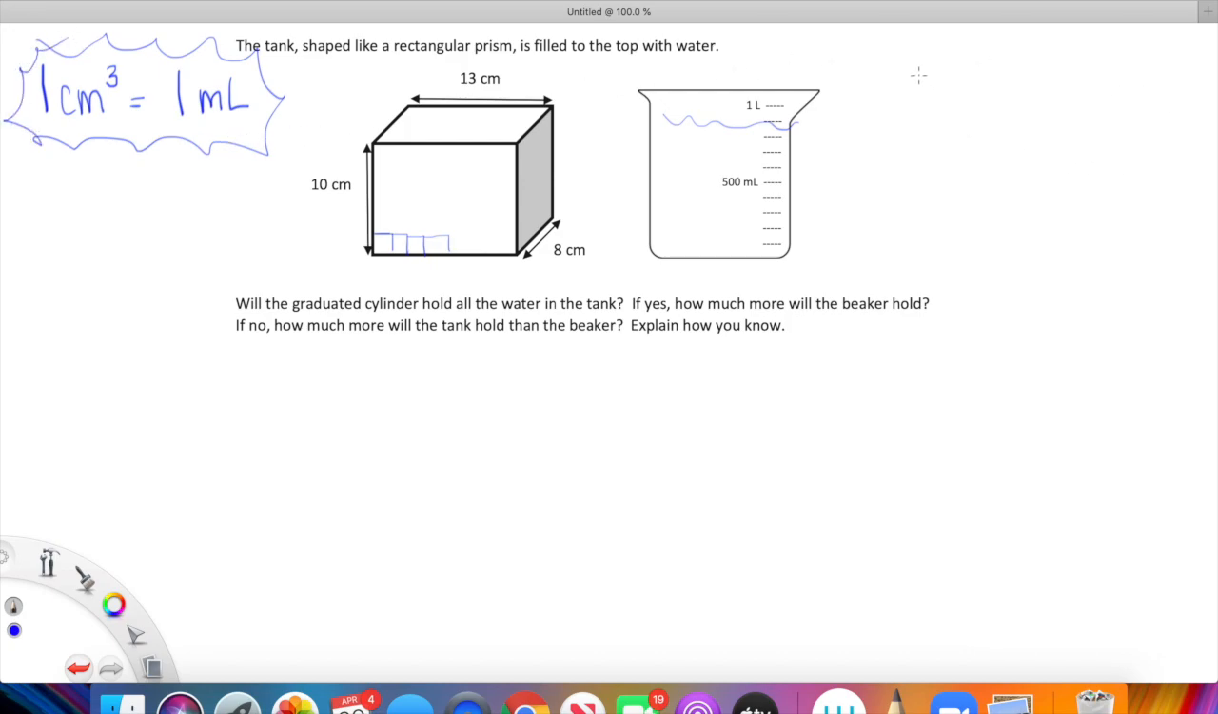Nowhere in the English system is 1 square inch equal to 1 ounce. No way! Unfortunately, that does not happen. That is not a thing.